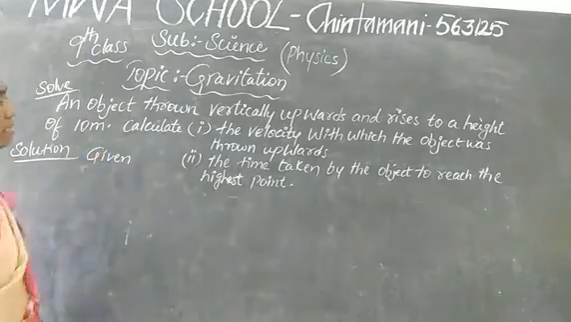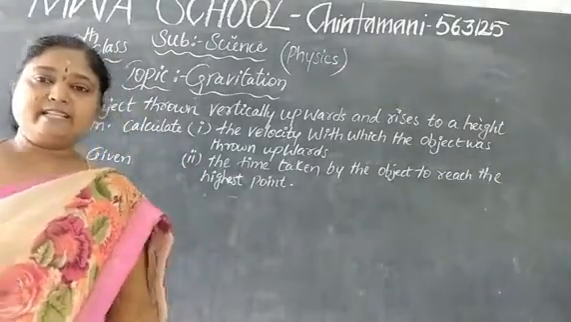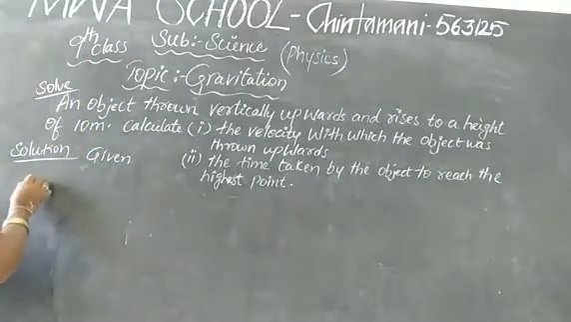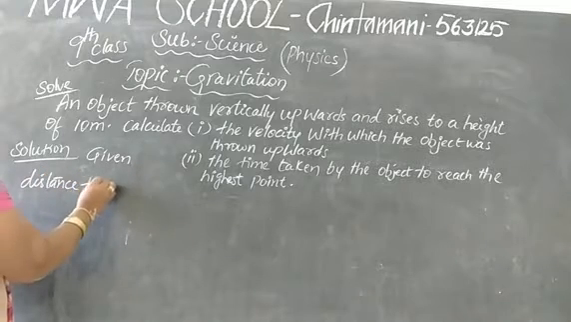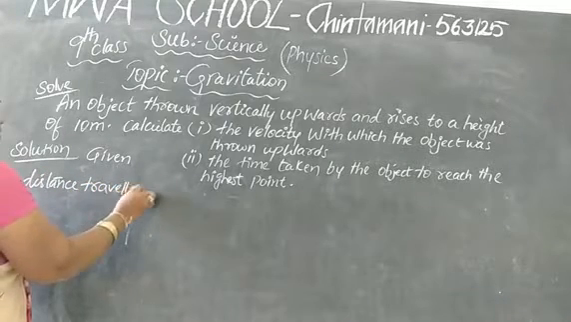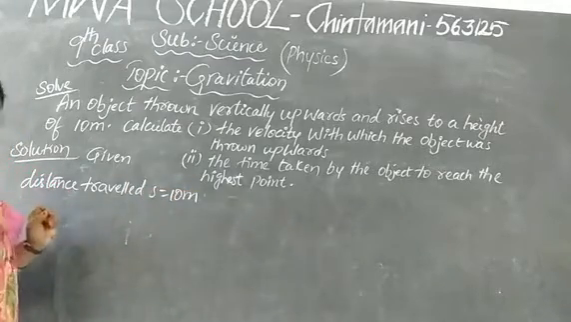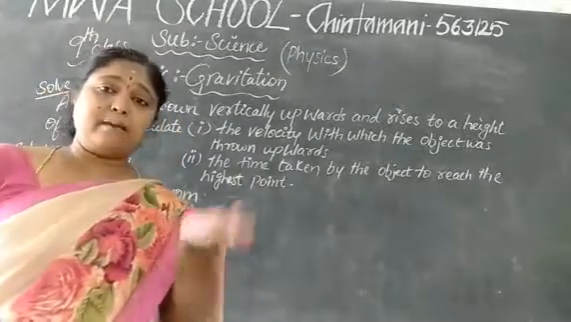What has been given for us? The object is thrown vertically upwards and rises to a height. Here the height is nothing but the distance traveled. Distance traveled, S is equal to 10 meters. Then the velocity with which the object was thrown upwards.